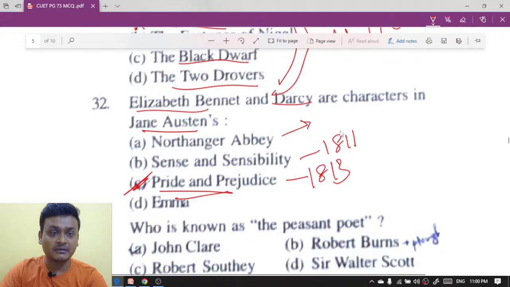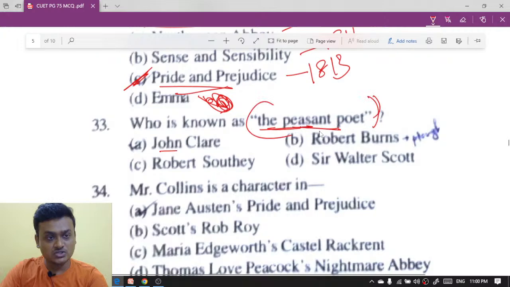Who is known as the peasant poet? John Clare, Robert Southey, Robert Burns, or Walter Scott. The peasant poet is John Clare, whereas Robert Burns is known as the ploughman poet. So Robert Burns is the ploughman poet, and John Clare is the peasant poet.